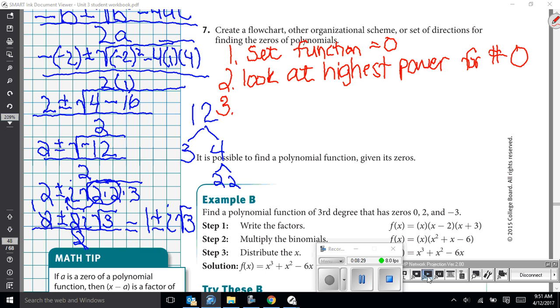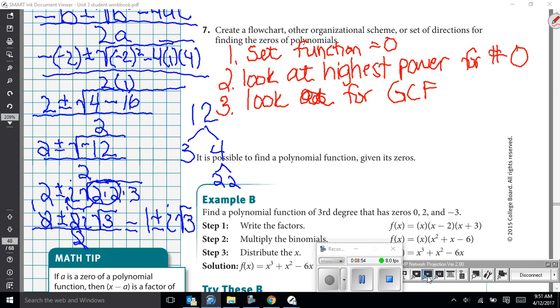what do we need to do? Look for a factor common to all terms. Okay, see if you can take out a greatest common factor. So look for a greatest common factor. Can you make it simpler on yourself? Can you take something out to make the factoring easier?